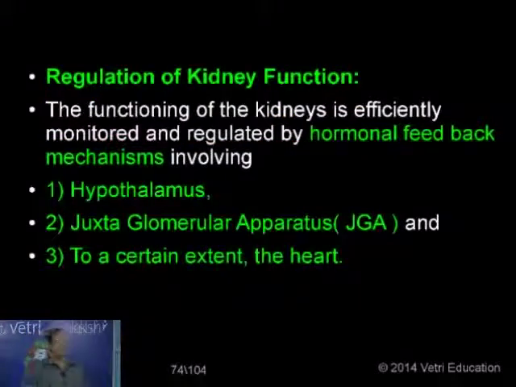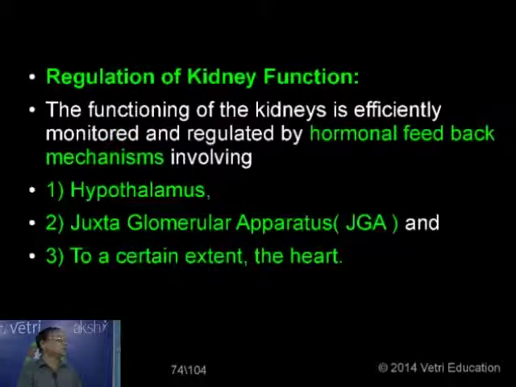Now, the regulation of kidney function. The kidney has different functions, and the function of the kidney is regulated by different structures. Its function is efficiently monitored and regulated by a hormonal feedback mechanism, which involves 3 main structures. Number 1, the hypothalamus of the brain. Number 2, the JGA apparatus of the kidney. And number 3, to some extent, the heart itself. It has the effect of controlling the kidney functions to a certain extent.